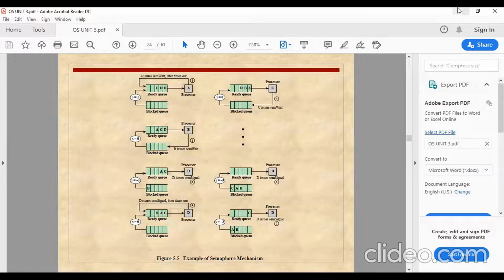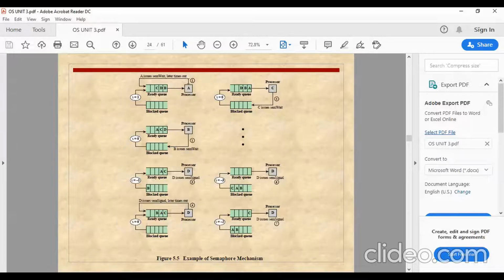So here is an example of the semaphore mechanism. Here S is equal to 1. Here is the ready queue, and here is your block queue. Whenever S is equal to 1, it will go into the ready queue. So here is your ready queue. How many processes are there in the ready queue now? One by one the processes will be allocated to the processor.